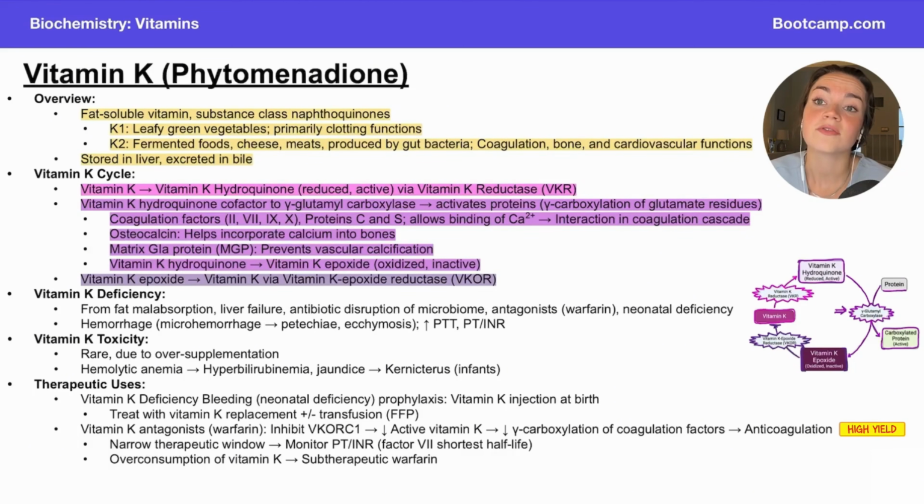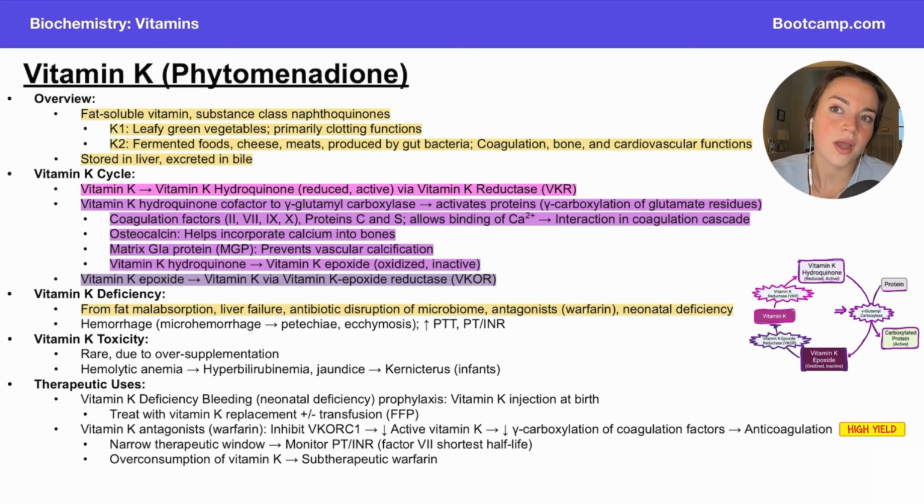All right, so let's talk about vitamin K deficiency. Vitamin K deficiency can come from fat malabsorption, liver failure, antibiotic disruption of the microbiome. Like we said, remember, some vitamin K can be made in the gut. Antagonists like warfarin, which is a drug we'll talk about in a minute, and also from neonatal deficiency.